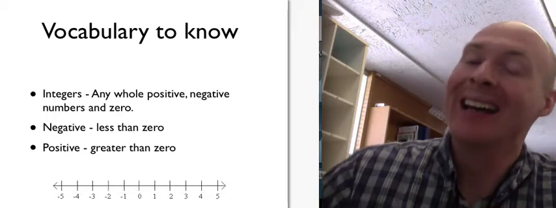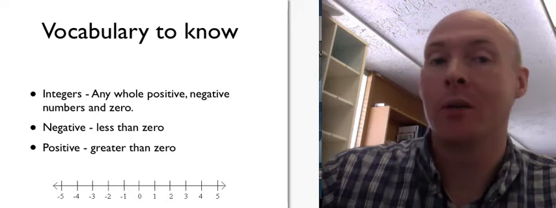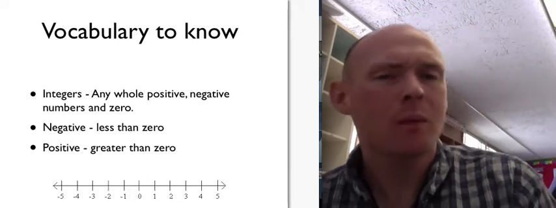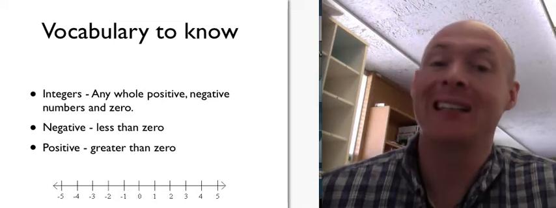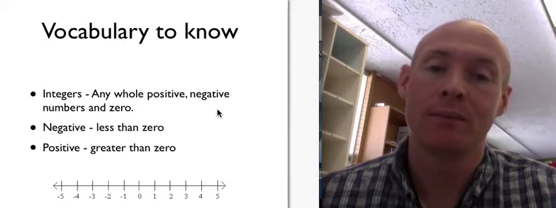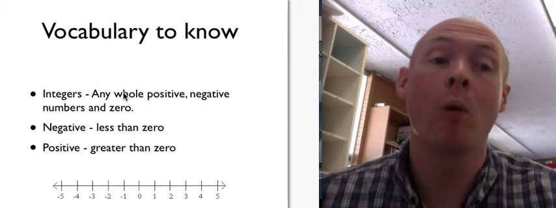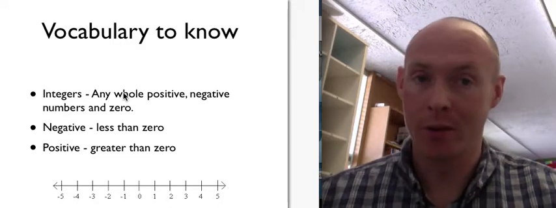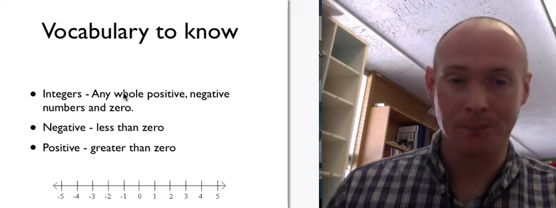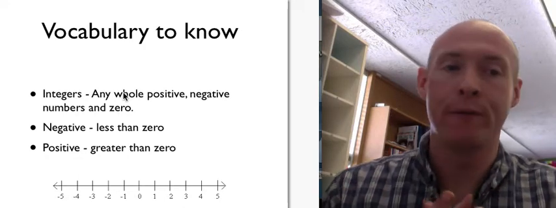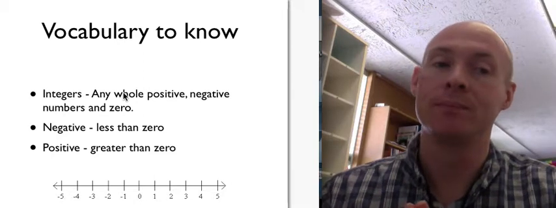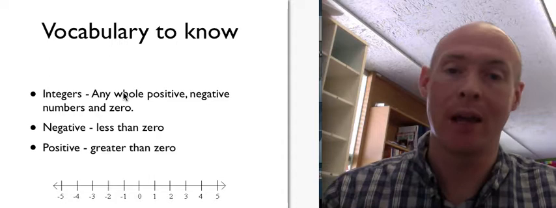Okay, welcome back. I hope at this point you have all the vocabulary words written down, so let's talk about it a little bit more. Integers, what are they? Well, they're any whole, positive, negative numbers and 0. The key is that they have to be whole positive and negative numbers. Whole numbers, 1, 2, 3, -1, -2, -3, and so on. Notice what I'm not including are fractions and decimals. Those are not whole numbers. Whole numbers are just numbers without fractions and without decimals.